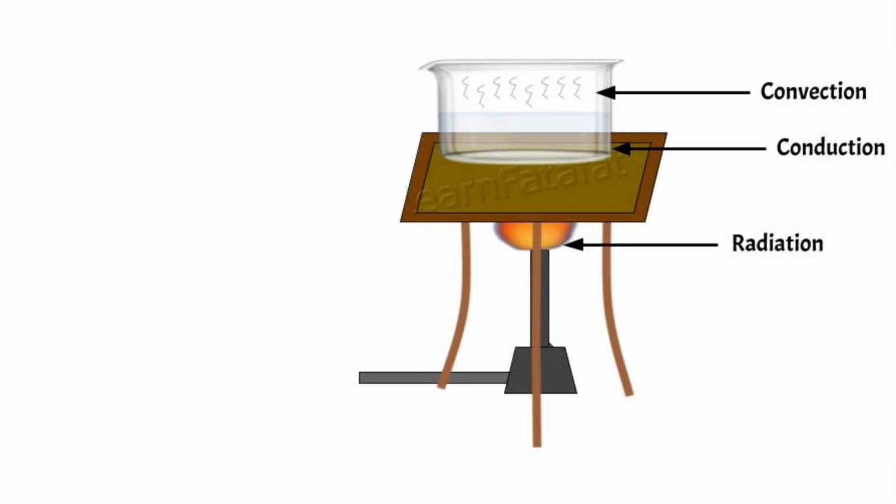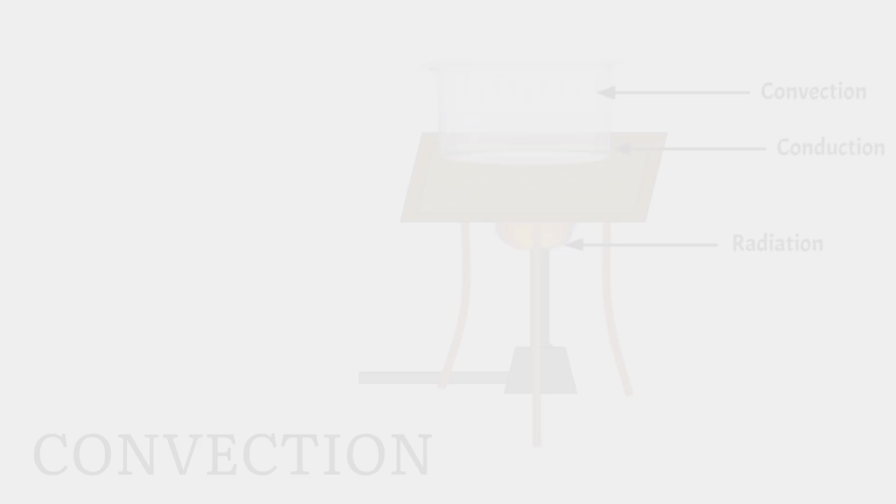Now, when water is heated, the water near the flame gets hot. Hot water rises up. The cold water from the sides moves down towards the source of heat. This water also gets hot and rises, and water from the sides moves down. This process continues till the whole water gets heated. This mode of transfer is known as convection.